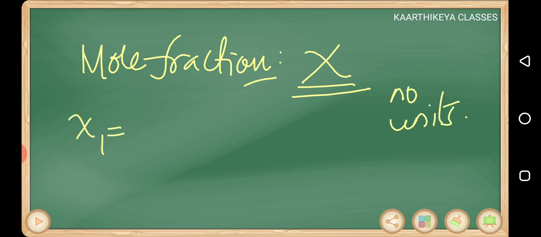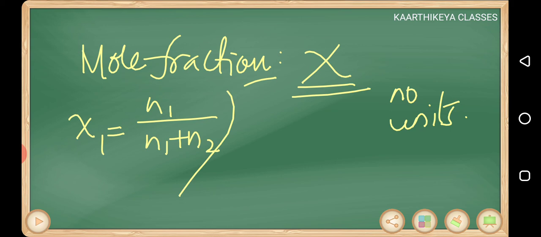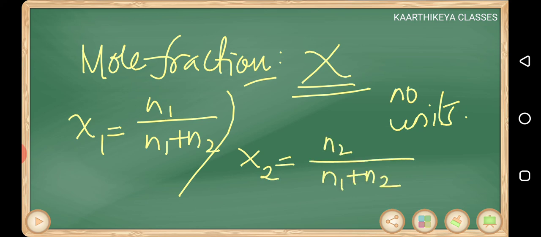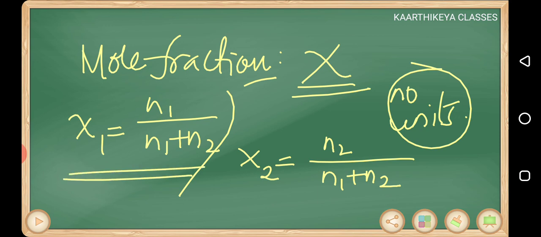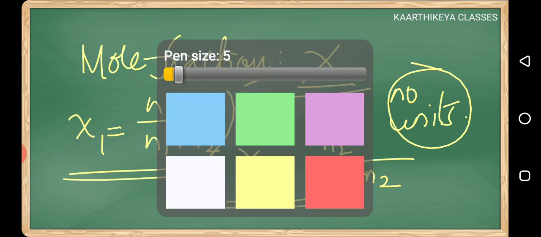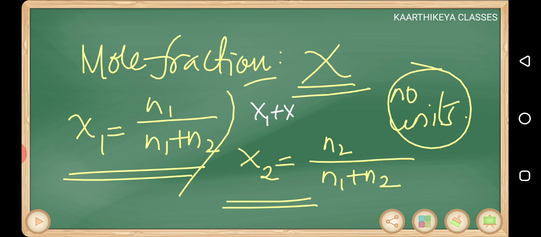Chi1 you need to say is n1 by n1 plus n2, if two components are there with numbers of moles n1 and n2. And chi2 is n2 by n1 plus n2. Mole fraction has no units because it is just a ratio. Interesting thing is chi1 plus chi2 is equal to 1. The sum of mole fractions must be equal to 1.